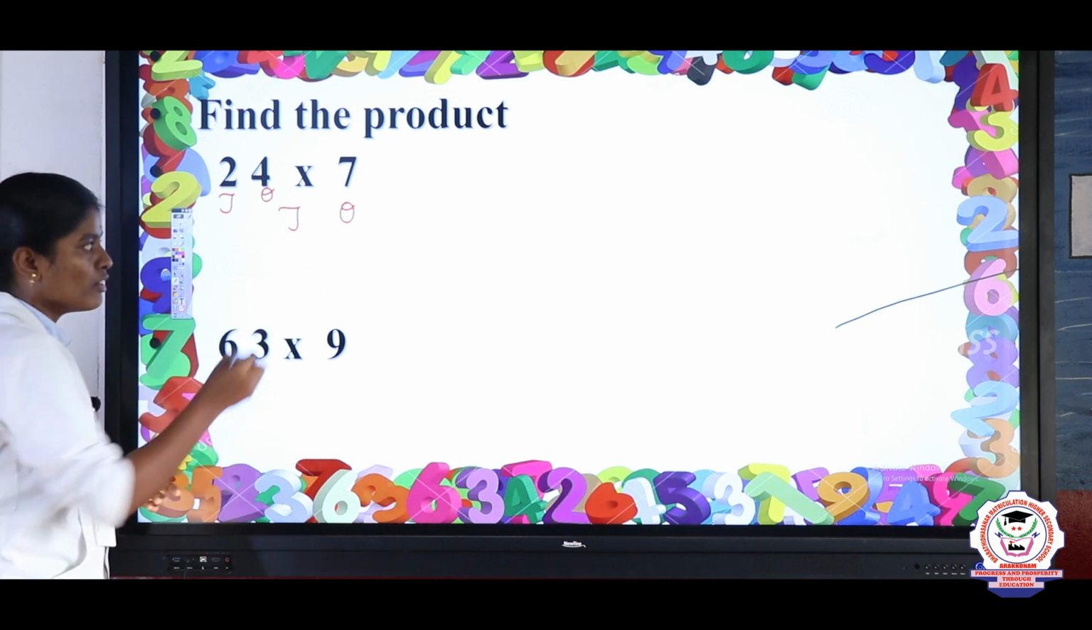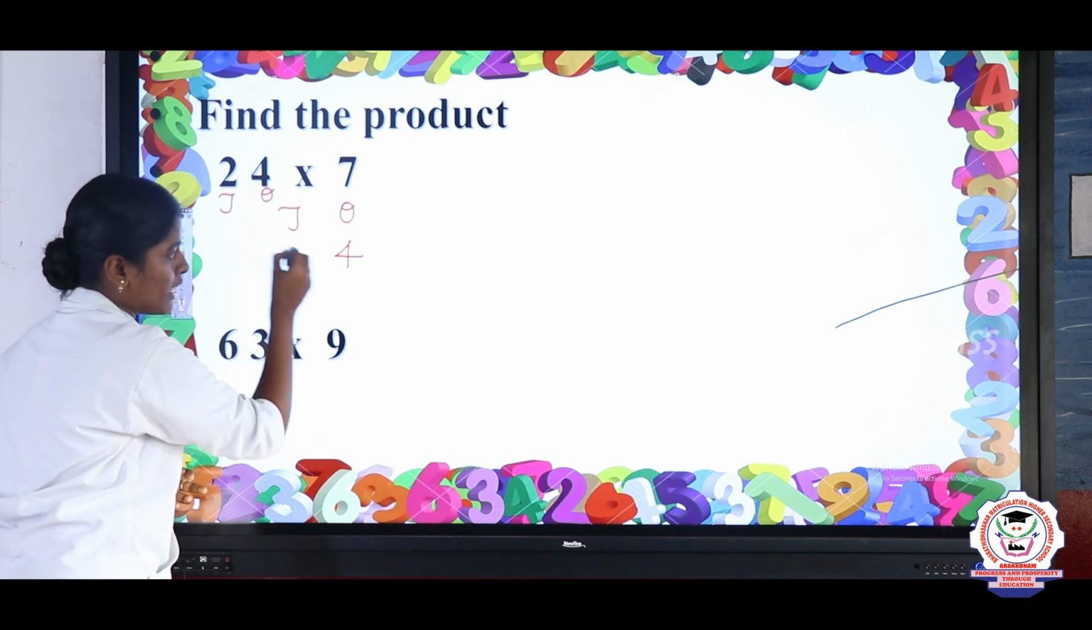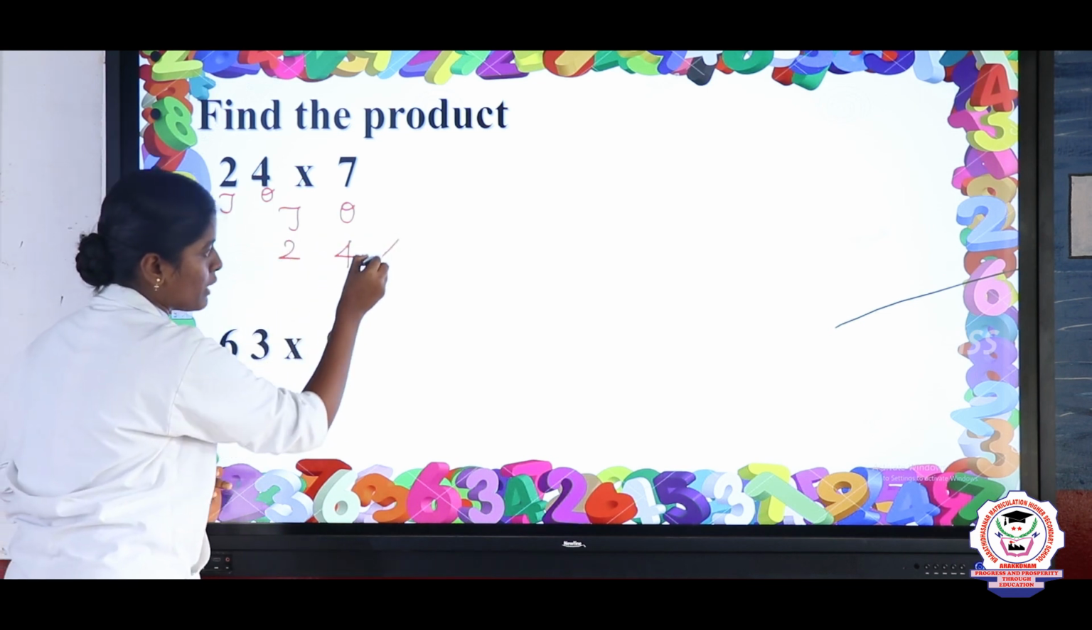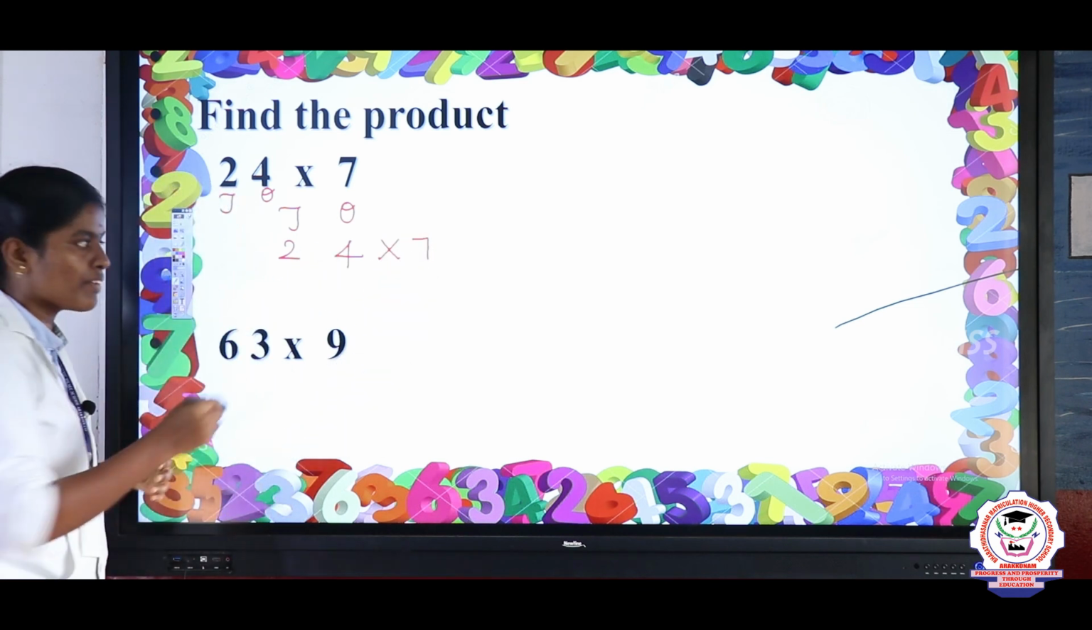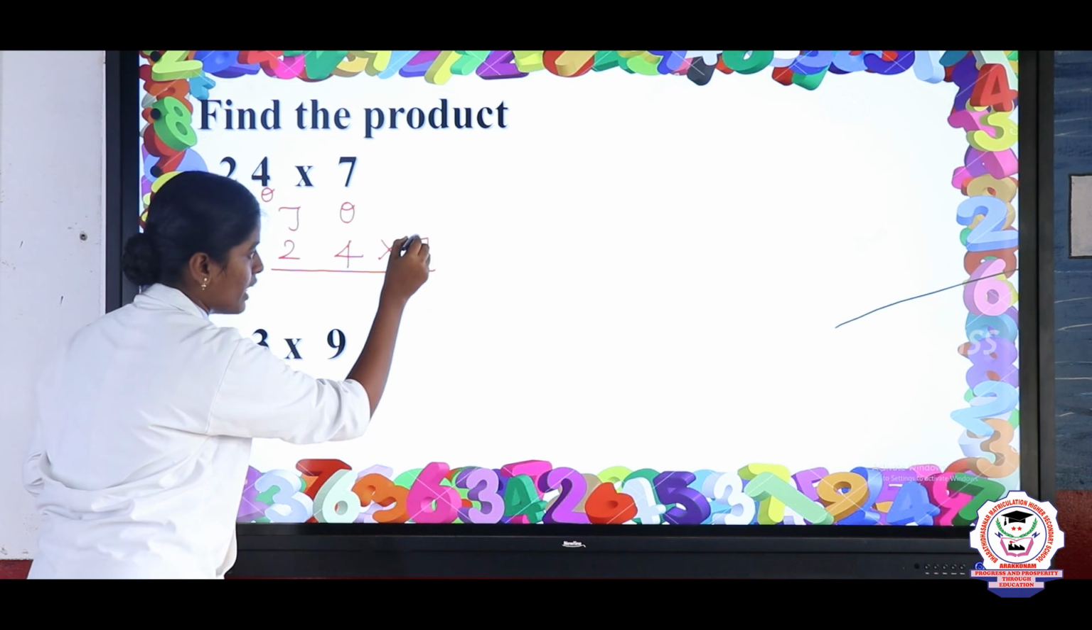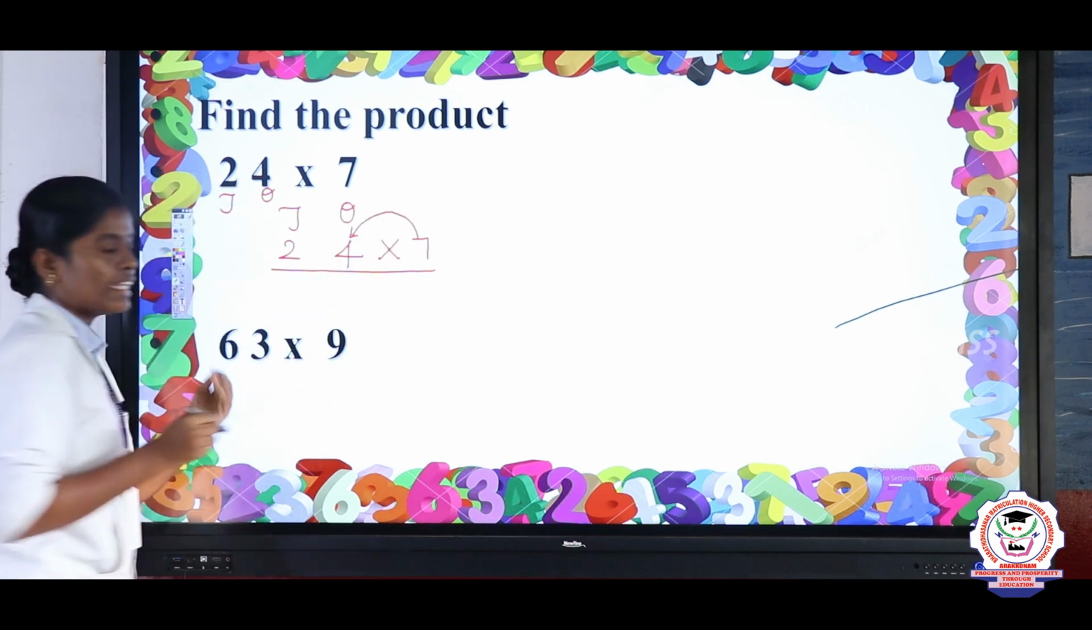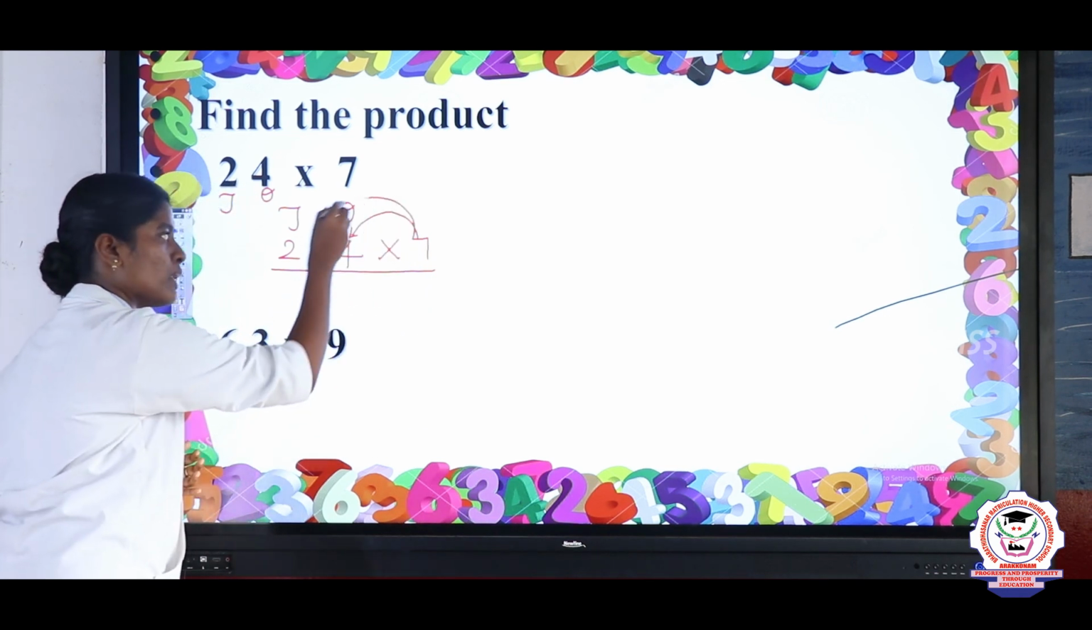So take 4 and then 2 multiply by 7. Now you take 7 and multiply by 4. Then you take 7 and multiply by 2.